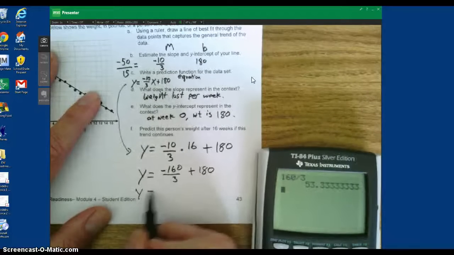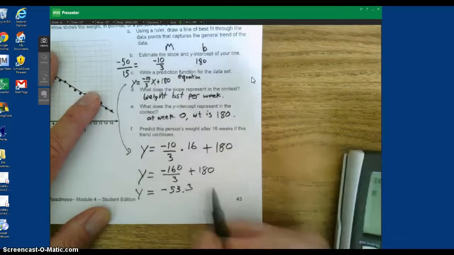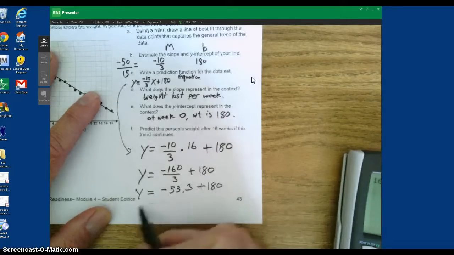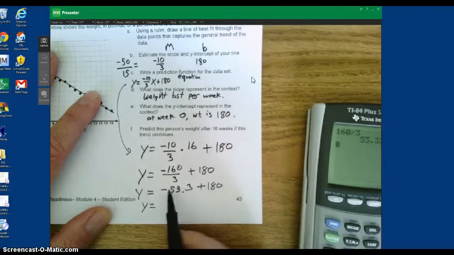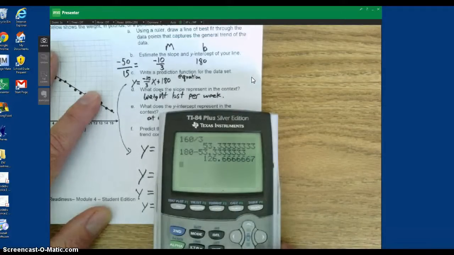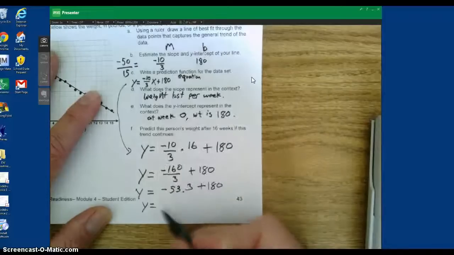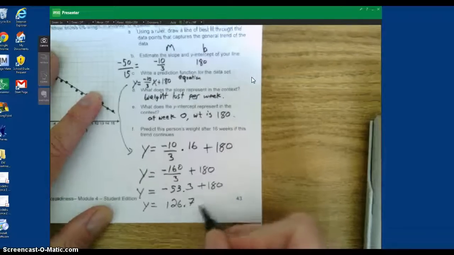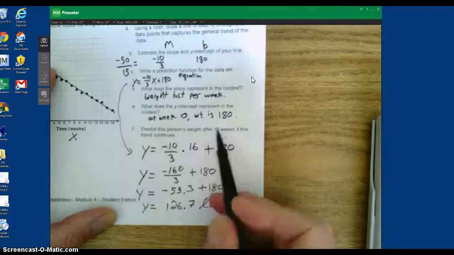So this is y equals negative 53.3 plus 180. And just simplify that. So remember, that's a negative, that's a positive, so you're really subtracting them. So it's 180 minus 53.333333 equals 126 point, let's round it, 126.7. 126.7 pounds after 16 weeks.